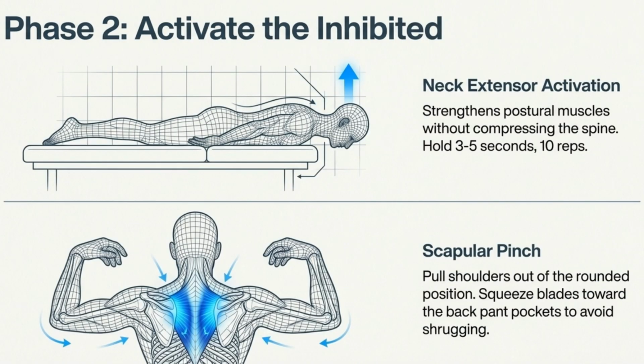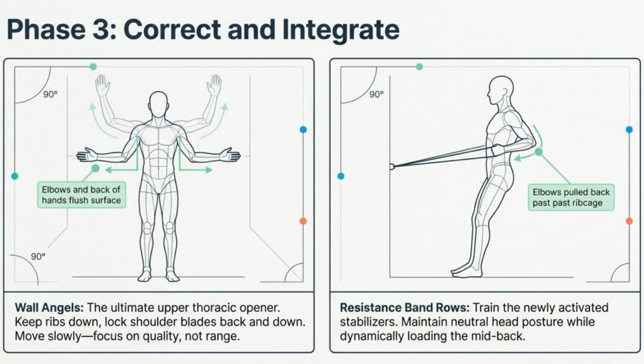Phase 2 is about activating inhibited muscles. Perform neck extensor activation to strengthen postural muscles and the scapular pinch to pull shoulders out of a rounded position, avoiding shrugging. In Phase 3, correct and integrate new posture with wall angels, which open the upper thoracic area, and resistance band rows, which train activated stabilizers while maintaining a neutral head position.